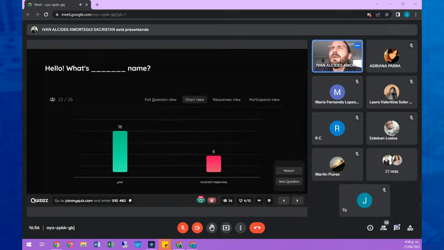What is your in Spanish? Tú. Okay, that's one alternative. And what's the other alternative for this word in Spanish? Su. Su nombre. Right, exactly, su.